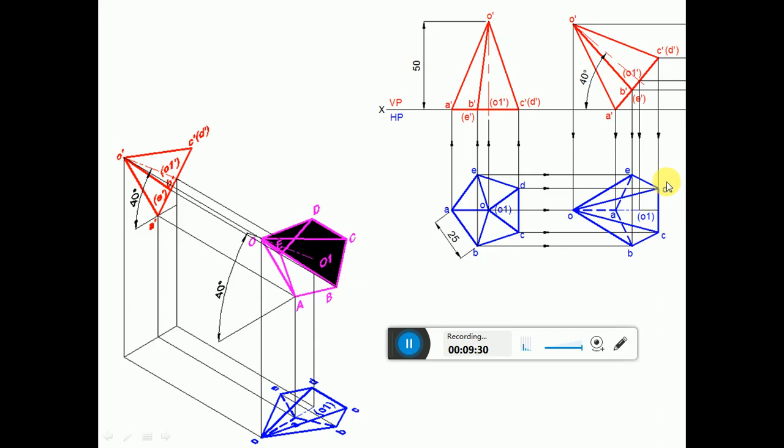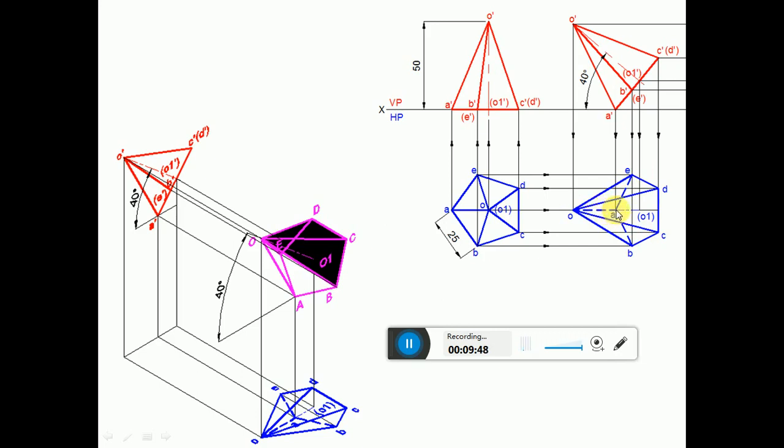Then we are left with AE, AB and OA. Since OD is visible, AE will become invisible because two visible edges cannot cross each other. Similarly, AB will be invisible because OC is visible. The same reason holds good.